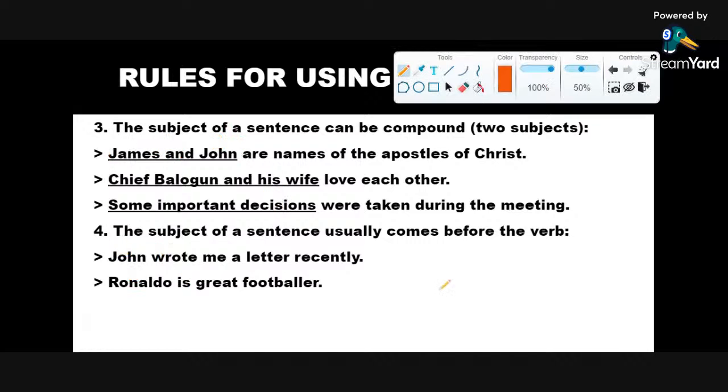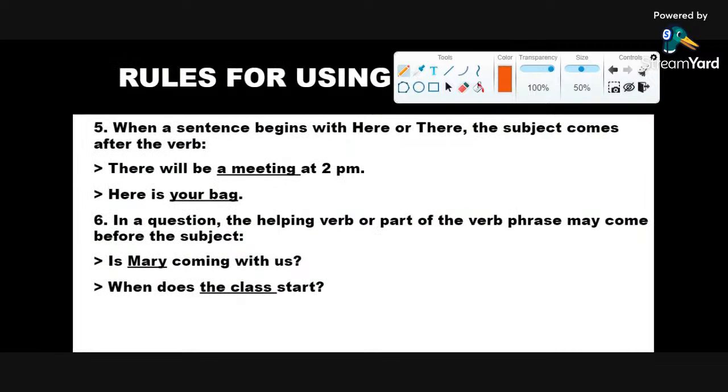So let's move on to other rules. That is rule number 5 for using the subject. When a sentence begins with here or there, the subject comes after the verb. For example, there will be a meeting at 2 p.m. Here you see that because the sentence begins with there, the subject comes after the verb. The verb here is will be, that's the verb phrase.